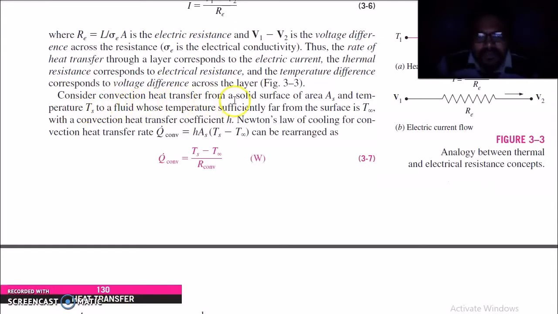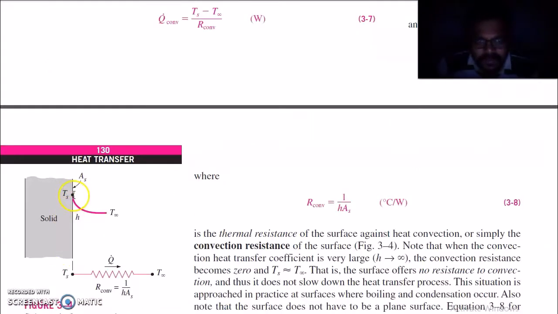Consider convection heat transfer from a solid surface As at temperature Ts to a fluid whose temperature sufficiently far from the surface is T infinity. With a convection heat transfer coefficient h, Newton's law of cooling is this. So in this case, this 1 upon hA is your convective resistance. This is the solid surface, the temperature of the surface. This is the temperature of the air. So this term is the thermal resistance of the surface against heat convection, or simply the convection resistance of the surface.